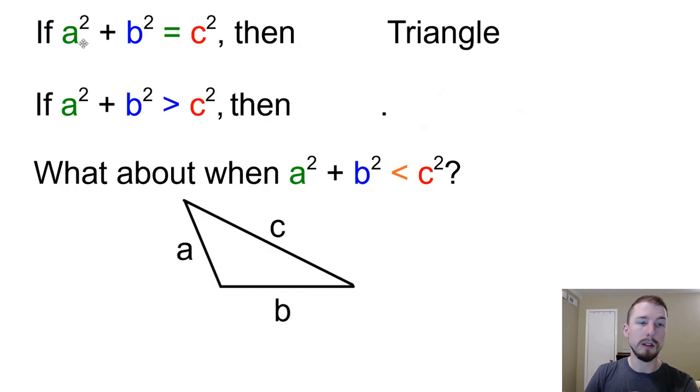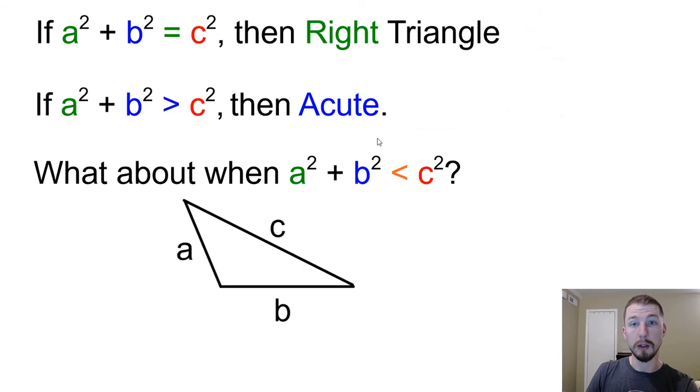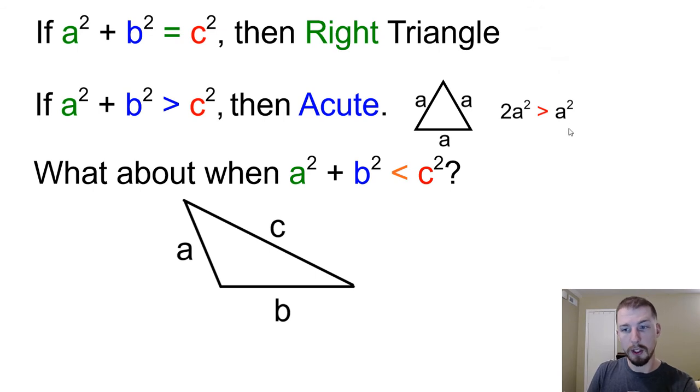All right, so if a squared plus b squared is equal to c squared, then it's a right triangle. It's the converse of the Pythagorean theorem. If they're greater than c squared, then it's an acute triangle, just like we saw in the equilateral example. Just like right here, so a and a, 2a squared is twice as big as 1a squared, which means these two added up to be more than that one.